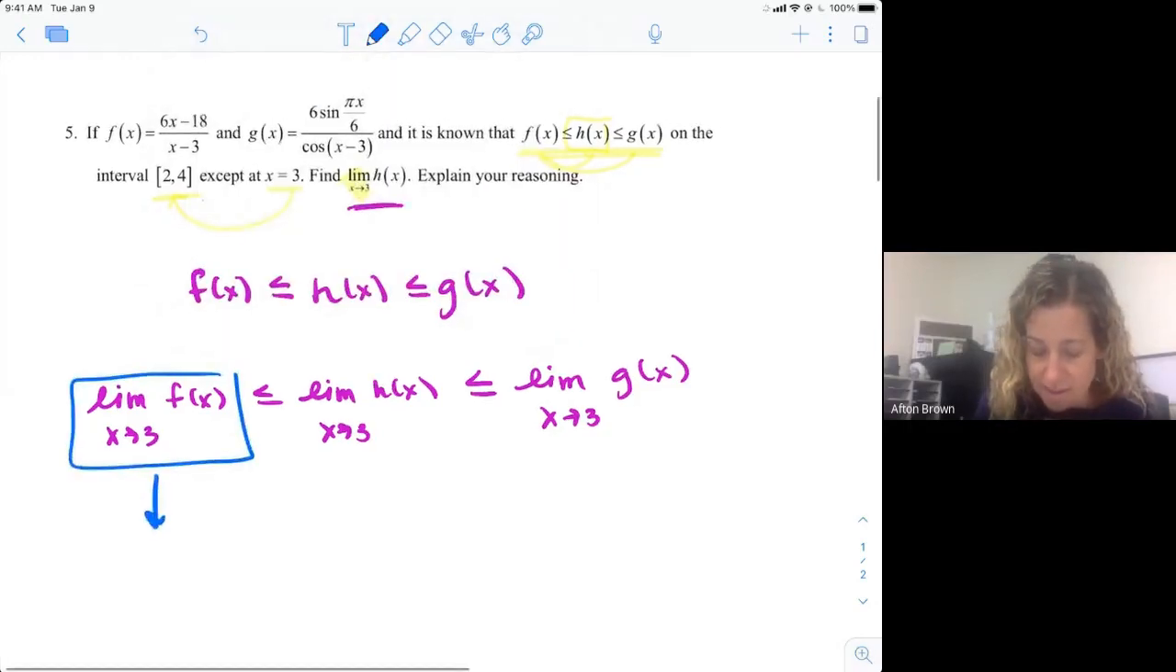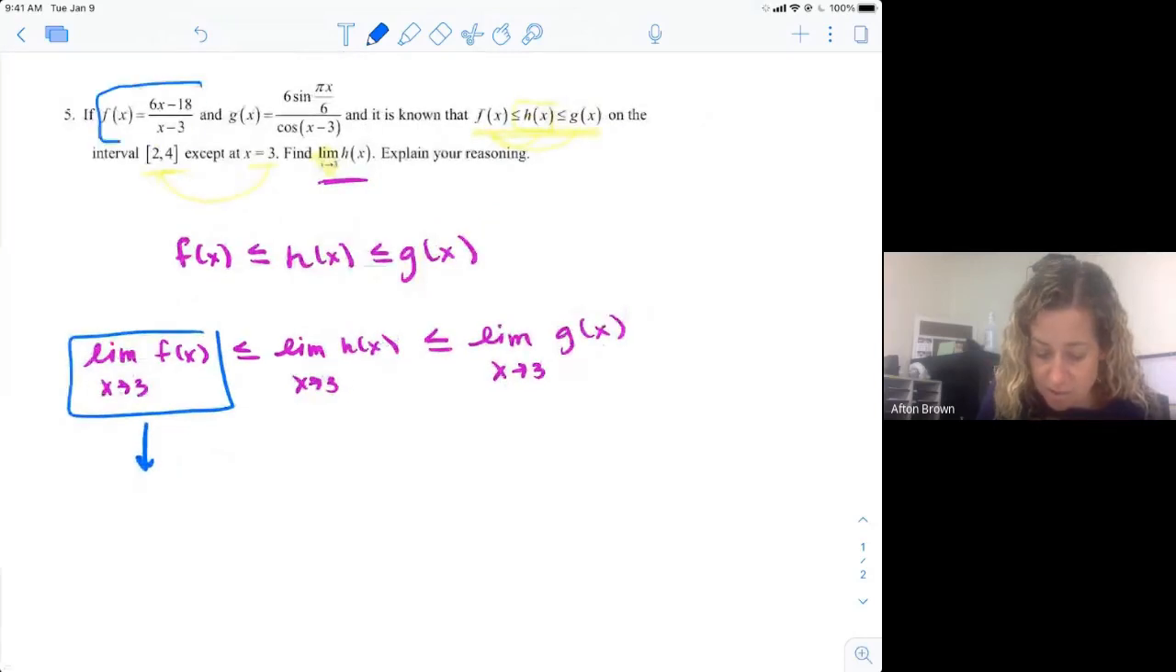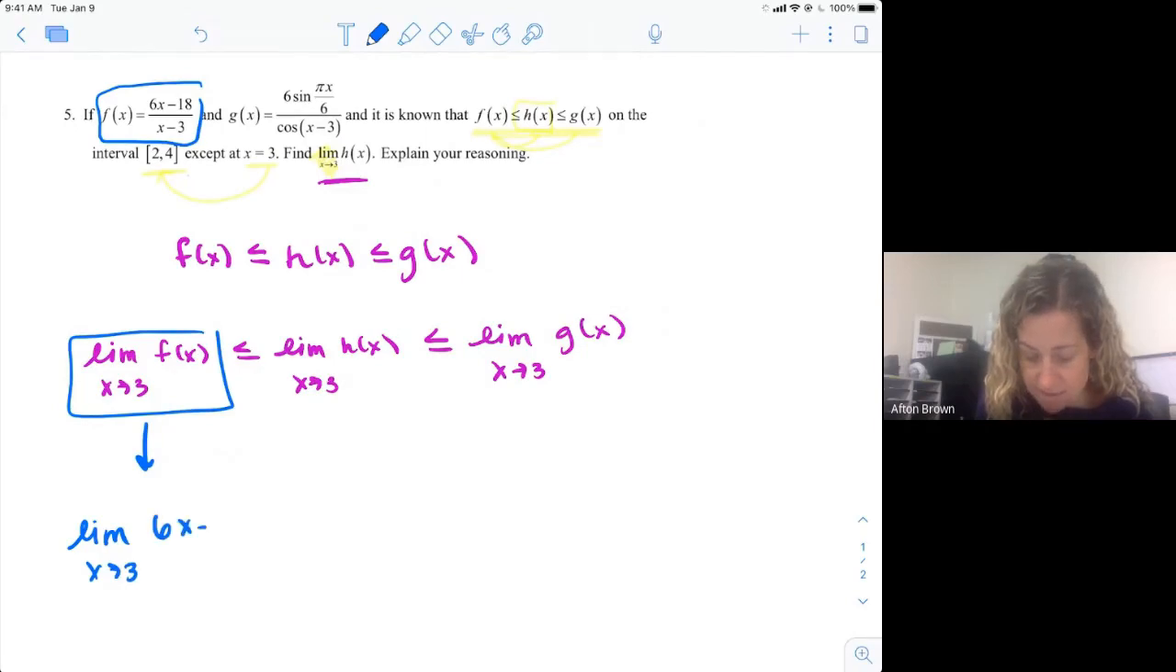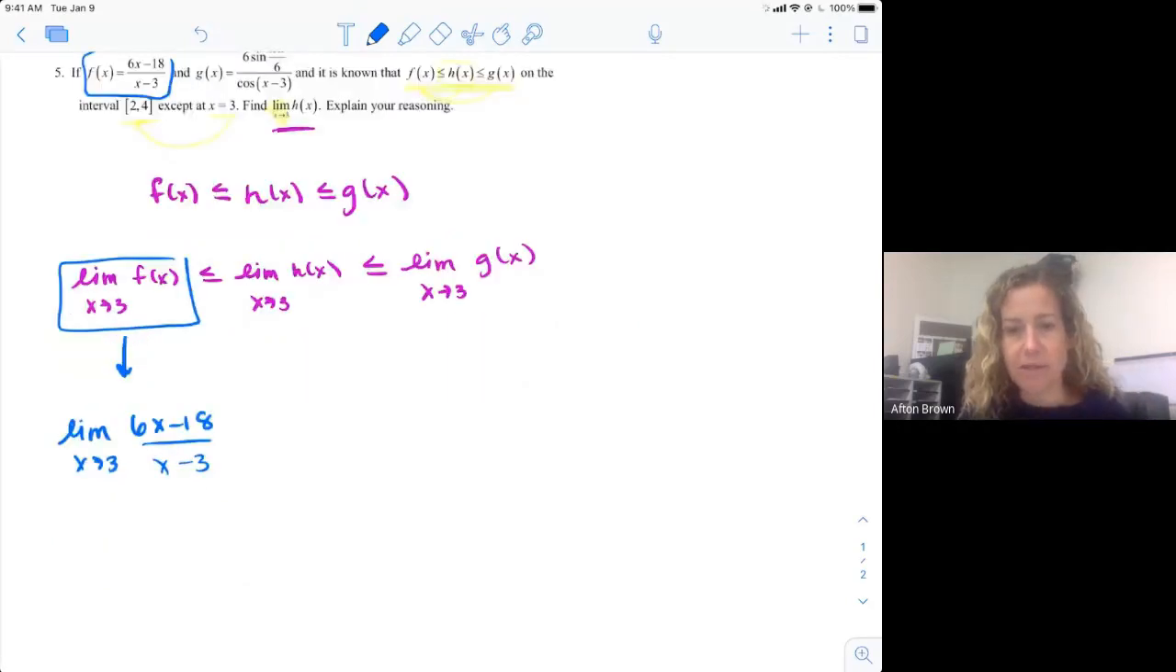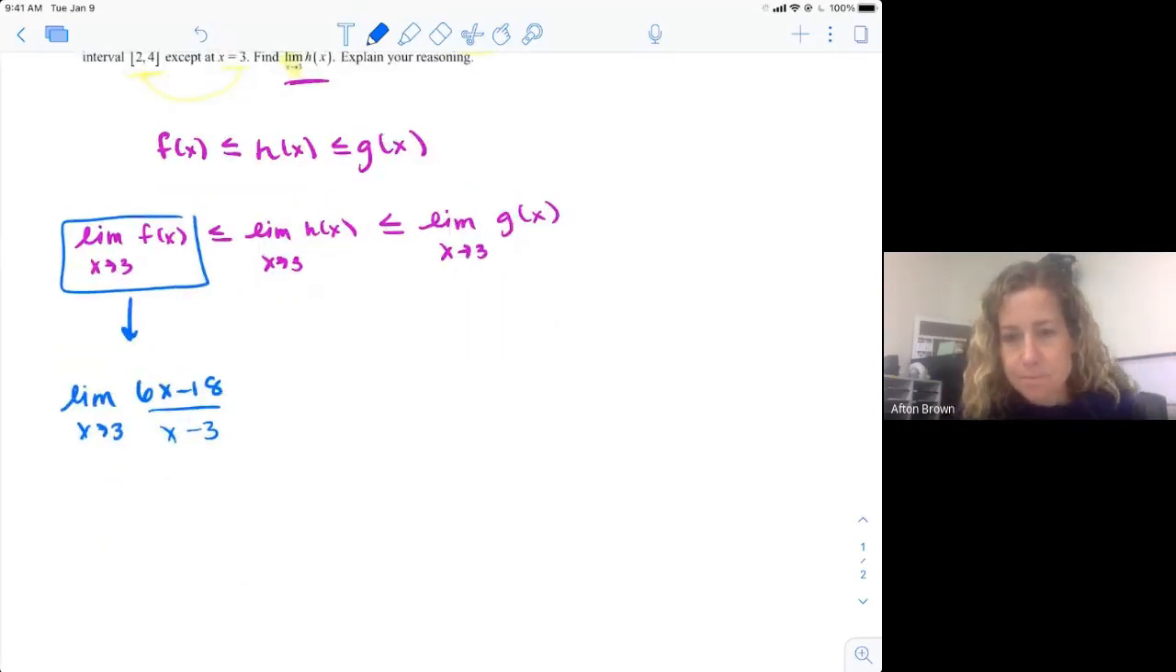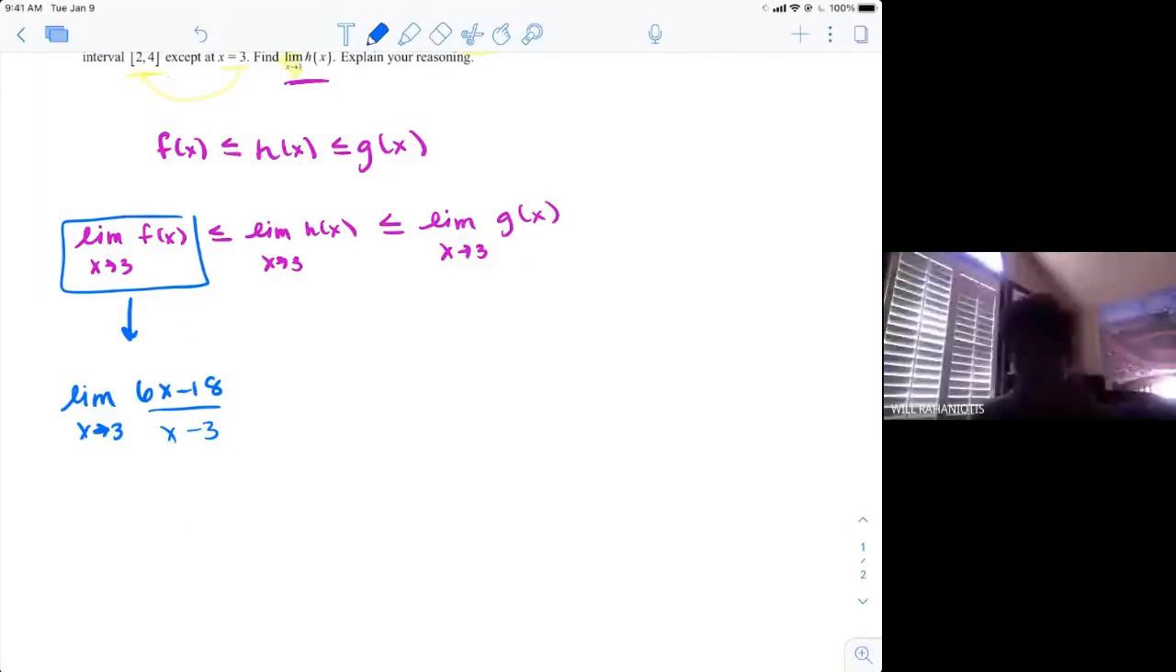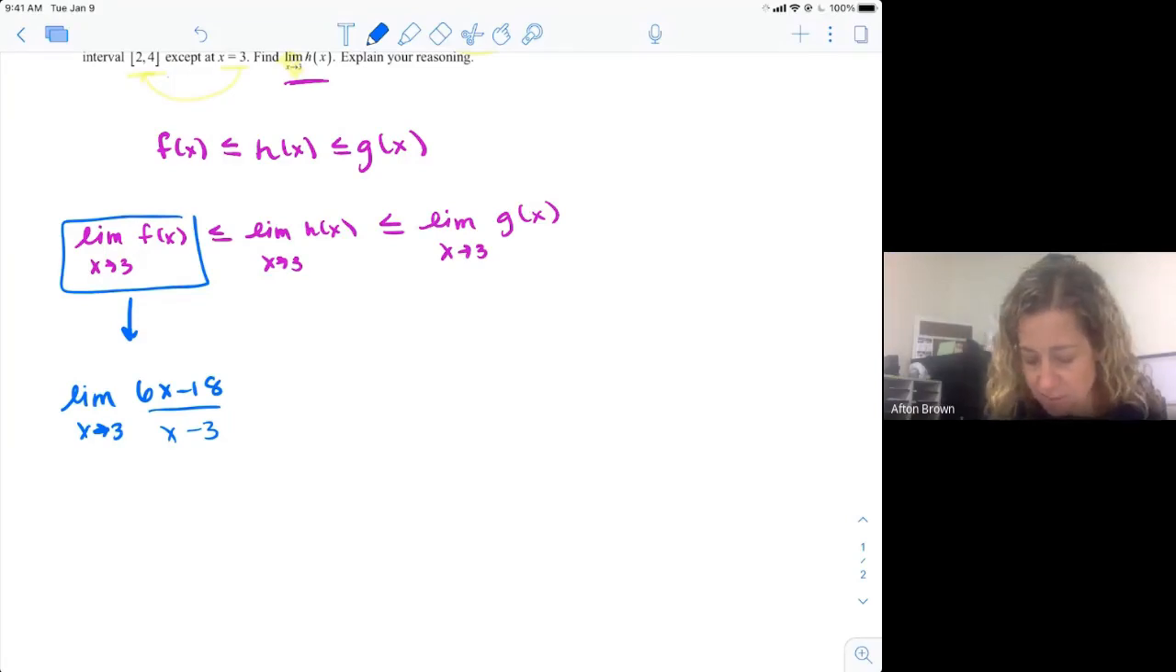Well, because they gave us the function f of x, we could evaluate this, or we can try anyway. We take the limit as x goes to 3 of f of x. F of x is 6x minus 18 over x minus 3. How would we go about evaluating that limit? What do you guys think? Can I do direct substitution? Can I plug 3 in? Factor it first. Very good. Factor it first. 3 would make it be undefined.